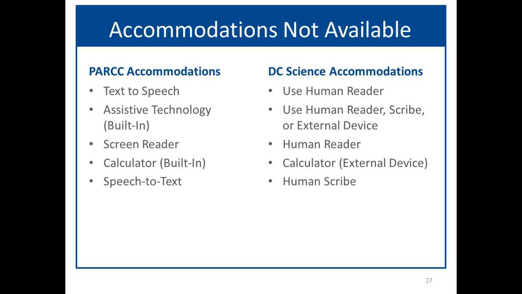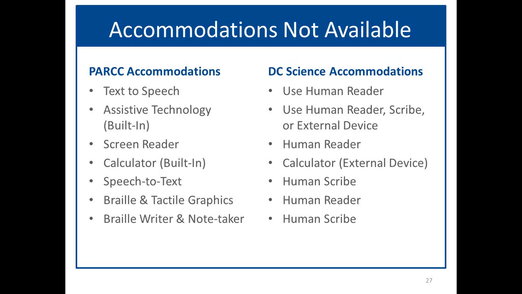For speech to text, you can use a human scribe or you can use an external device. Braille and tactile graphics, you will use a human reader. Braille writer and note taker, you will use a human scribe. And keep in mind, there is no paper version of the DC Science assessment. That's driving a lot of what you're seeing here.